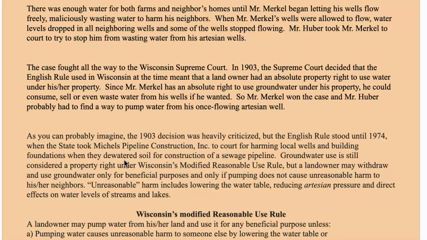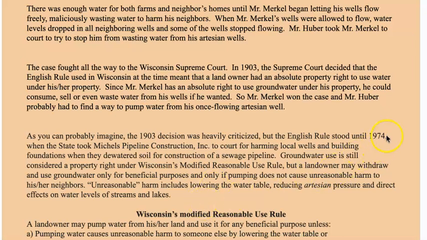Groundwater use is still considered a property right under Wisconsin's modified reasonable use rule, but a landowner may withdraw and use groundwater only for beneficial purposes and only if pumping does not cause unreasonable harm to his or her neighbors. Unreasonable harm includes lowering the water table, reducing artesian pressure, and direct effects on water levels of streams and lakes.